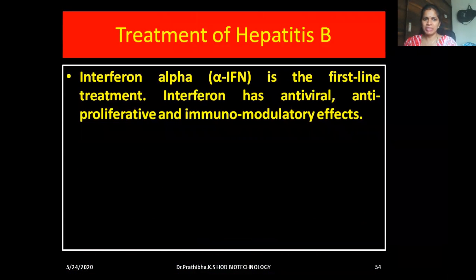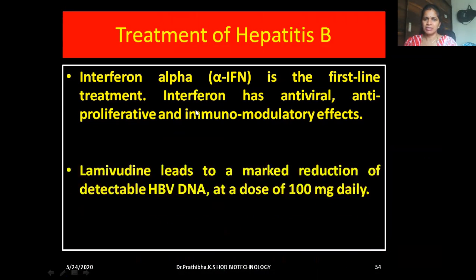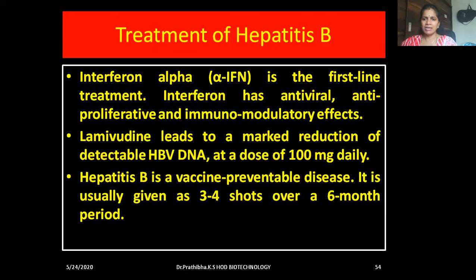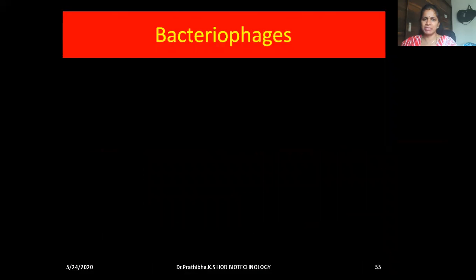Treatment of hepatitis B. Interferon alpha is the first line treatment. Interferon has antiviral, anti-proliferative, and immunomodulatory effects. Lamivudine leads to a marked reduction of detectable HBV DNA at a dose of 100 mg daily. Hepatitis B is a vaccine preventable disease. It is usually given as 3 to 4 shots over a 6-month period.